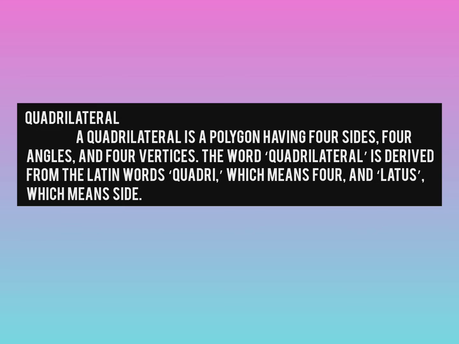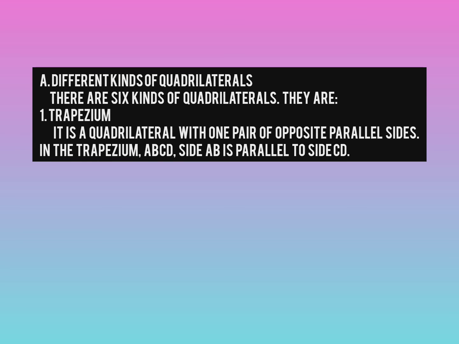When we see a quadrilateral, it is a polygon having 4 sides, 4 angles, and 4 vertices. The word quadrilateral is derived from the Latin words quadri, which means 4, and latus, which means sides. Letter A. Different kinds of quadrilaterals. There are 6 kinds of quadrilaterals.